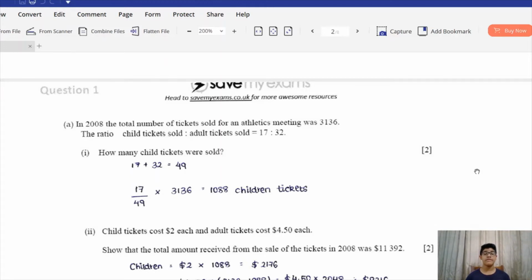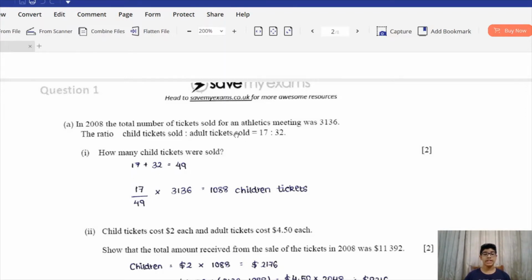Step 1 is to add 17 and 32. The reason we add 17 and 32 is because the total gives us the denominator. What I mean by that is the total expresses what 3,136 is in a fraction. So 17 plus 32 is 49.